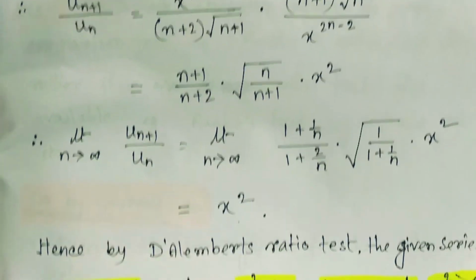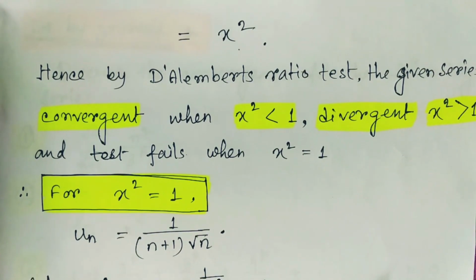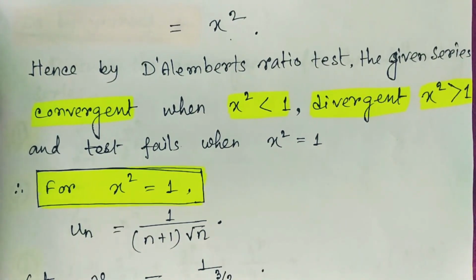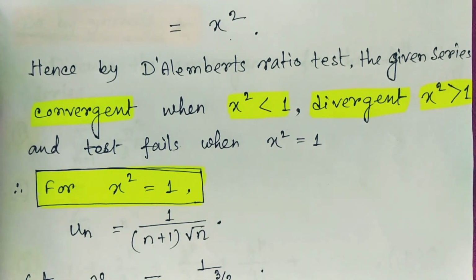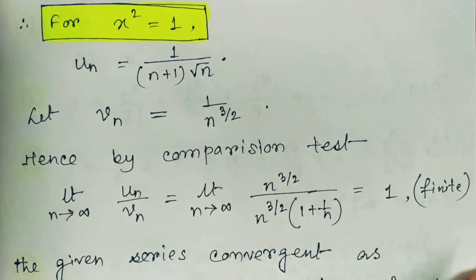only. So hence, by D'Alembert's ratio test, the given series is convergent when x square is less than 1 and divergent when x square is greater than 1, and definitely the test fails when x is equal to 1. So when x is equal to 1, whether the series is divergent or convergent, again we go for the comparison test to find this conclusion.